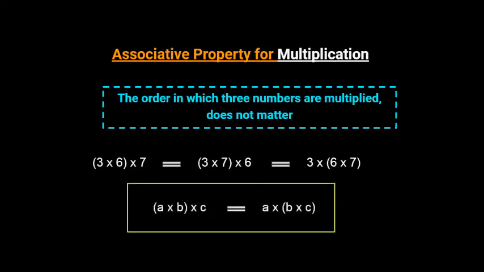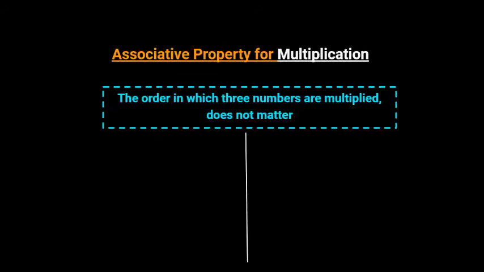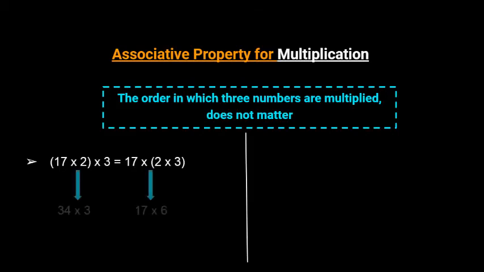Precisely, we can write this property in general form, like this. Here brackets show which numbers are multiplied first. Let's consider an example here. Brackets are solved first, therefore, 17 multiplied by 2 is equal to 34, and 2 multiplied by 3 is 6. Both sides will give the same answer, that is 102. Consider another example.